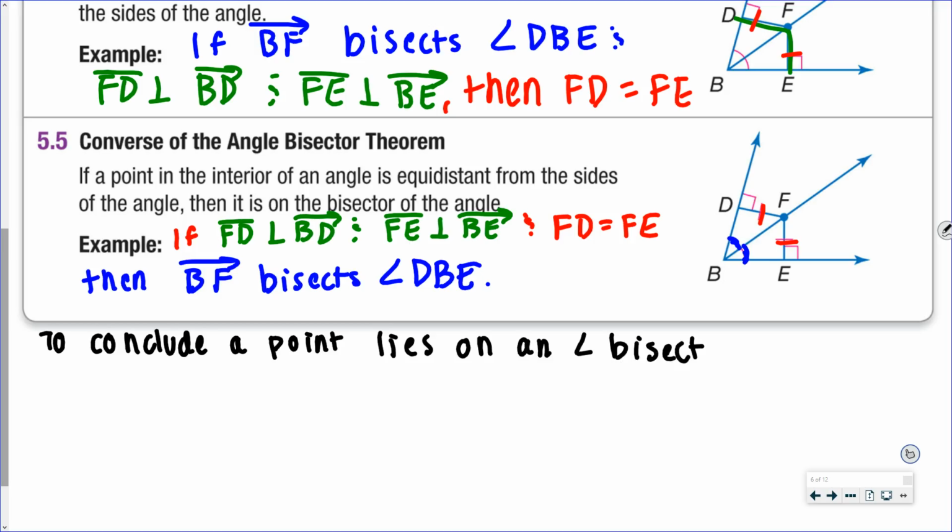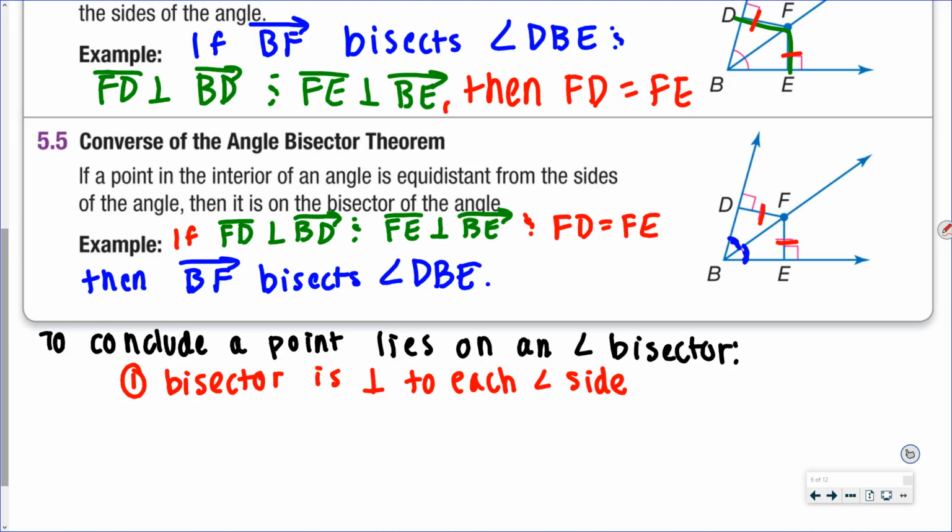These are the two things you have to show for this theorem. First, you have to show the bisector is perpendicular to each side of the angle, each angle side.